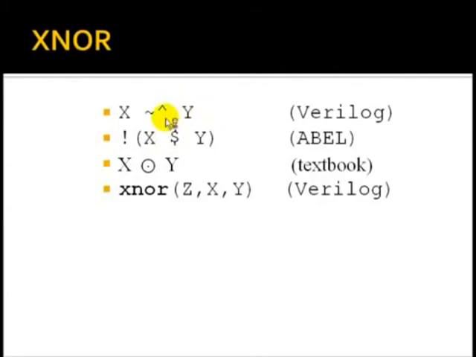So here are the symbols for XNOR. Again, in Verilog, the tilde hat. In ABEL, you'd put NOT, $. In textbooks, you'll sometimes see a dot with a circle around it. Remember, the exclusive OR was a plus sign with a circle around it. And the XNOR function in Verilog.